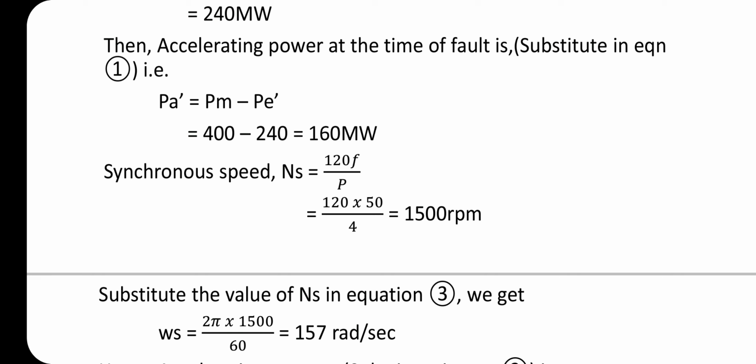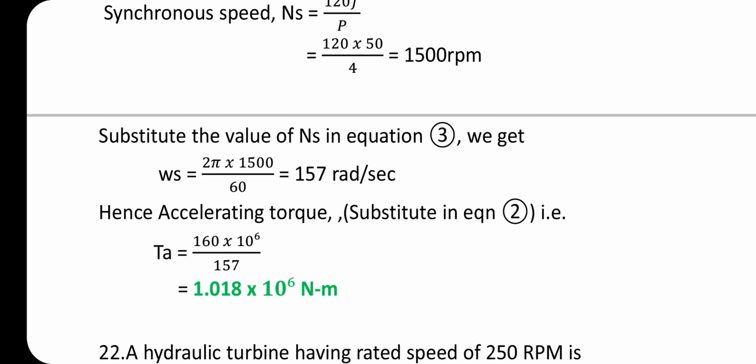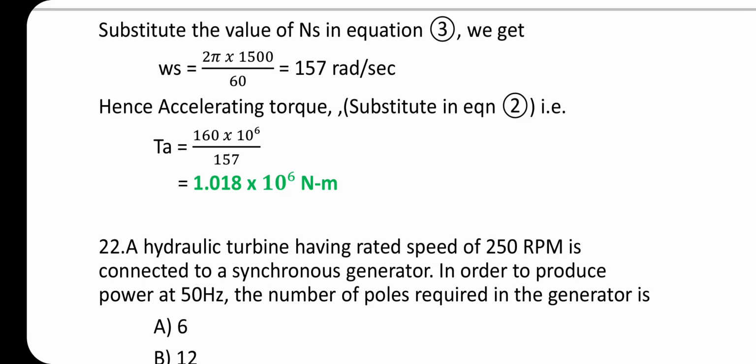Synchronous speed Ns equal to 120 f by P, which is equal to 120 into 50 by 4, that is 1500 RPM. Substituting the value of Ns in equation 3, we get WS equal to 2 pi into 1500 divided by 60, we get WS as 157 radian per second. Hence accelerating torque, substituting in equation 2, we get TA equal to 160 into 10 raised to 6 divided by 157. We get accelerating torque as 1.018 into 10 raised to 6 newton meter.